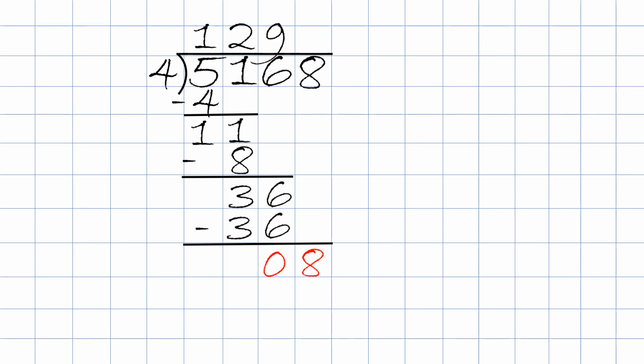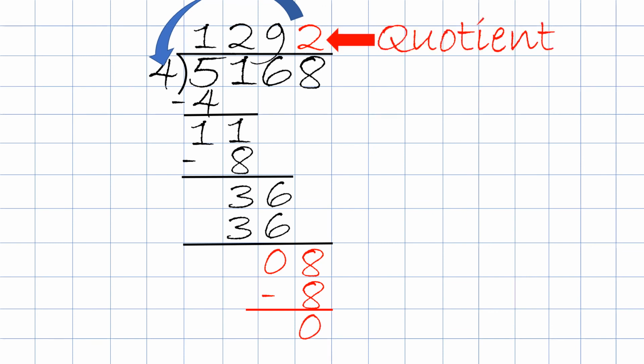We then take 8 divided by 4. And the answer will be 2. No decimal, nothing. Just a solid 2. We then take 2 times 4, which will be 8. There will be no remainder because 8 minus 8 will be 0. So the answer is 1,292. That's the quotient.